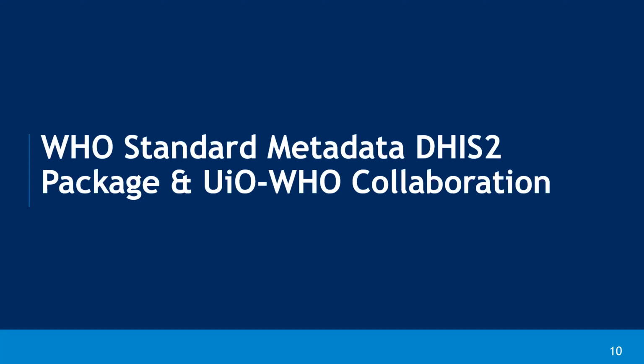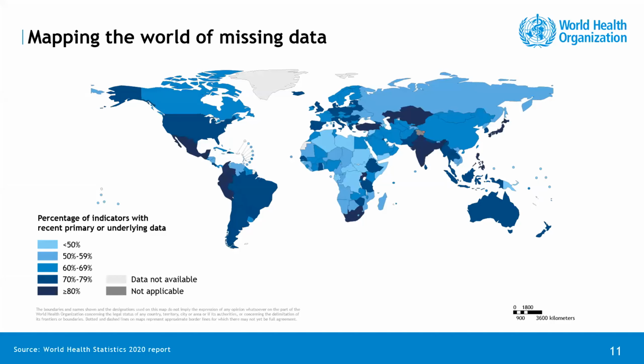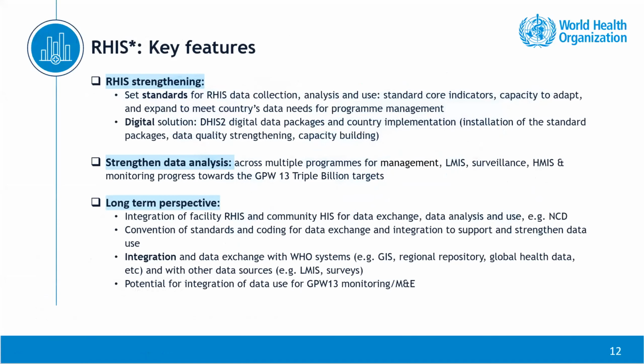And why do we have to do that? The latest World Health Statistics report showed that there are lots of countries that don't have enough capacity at the moment and don't have the available data to help them to monitor the universal health coverage and the SDGs. So one of the core points linked to that is we need to help the country to monitor, which is the routine health information systems.